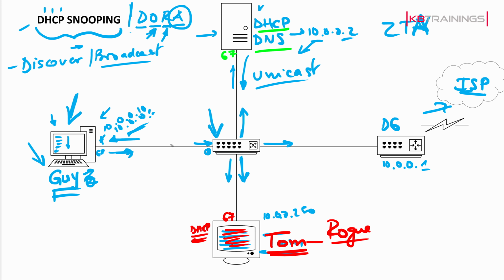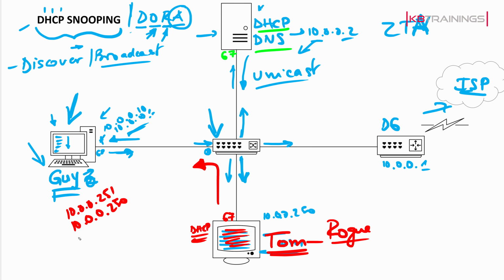What is going to happen first? First, he sees the discover coming from Guy. He knows that Guy is looking for an IP address. What can he do? He can actually respond to that discover with his own offer, sending the offer to Guy. And the problem is that he can try to take over Guy's traffic by providing false information. Let's say it's responding, even though it's in the same network, he's going to tell Guy, hey Guy, your IP is 10.0.0.251 and your default gateway is 10.0.0.250.